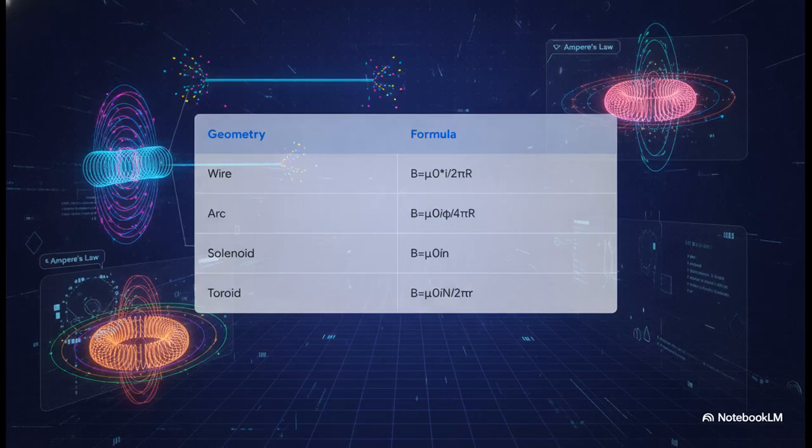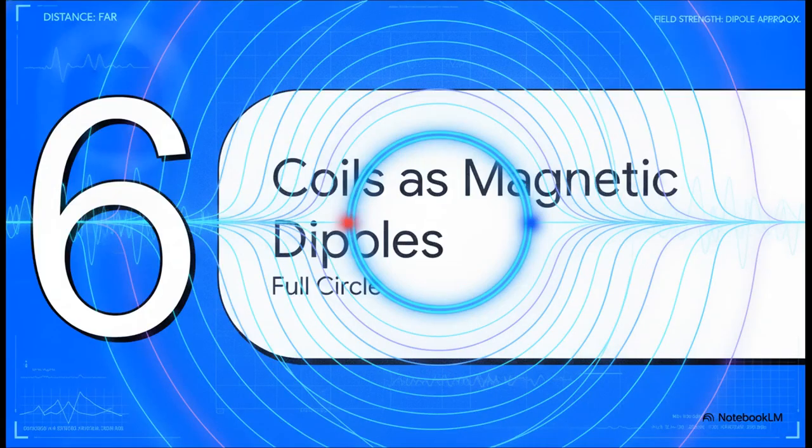Take a look at this synthesis of the formulas for all the core geometries we've covered today. Notice how elegantly Ampere's law cleans up the math. For the solenoid, the formula drops down to just the permeability constant times the current times the number of turns per unit length. That's it. No messy integrals. The toroid is incredibly clean too, depending simply on the total number of turns and your radius from the center. It's just a beautiful example of how finding the symmetry in a structure allows us to cleanly predict massive physical forces. All right, final stop, Section 6, coils as magnetic dipoles.